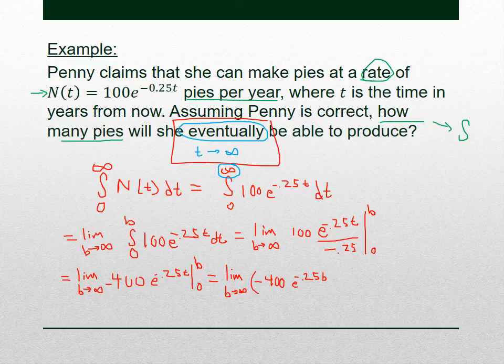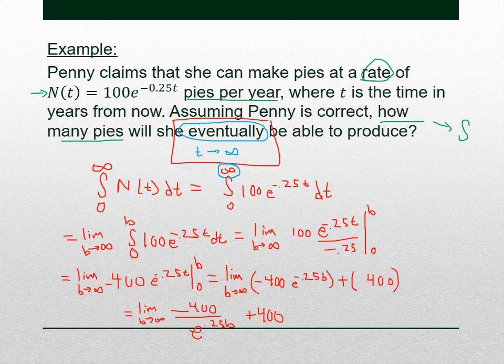And now, let's plug in b and 0 and take the difference. So it's the limit as b goes to infinity of minus 400 e to the minus 0.25b. So that's plugging in b. And we need to then subtract plugging in 0. So when we plug in 0, we get minus 400 e to the minus 0.25 times 0. So that's just e to the 0. But anything to the 0 is just 1. So we don't need to write e to the 0. We can just write times 1 or not write anything. So now, what is that? Well, our minus signs cancel, and this is now 400 as a positive, so plus 400.